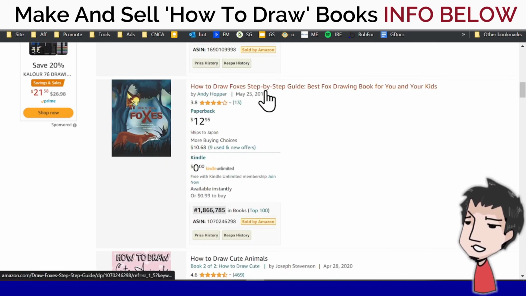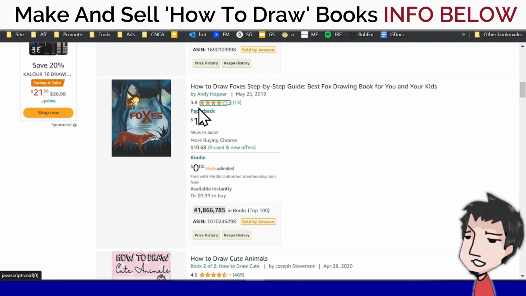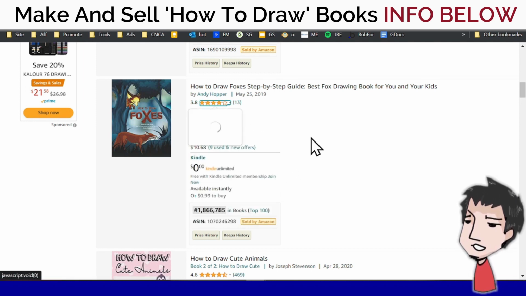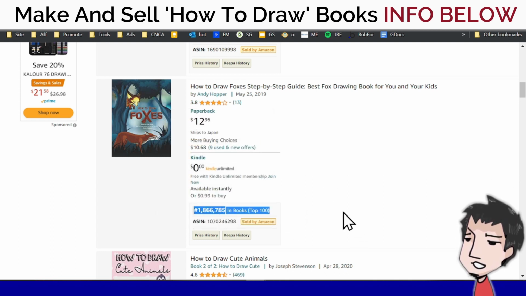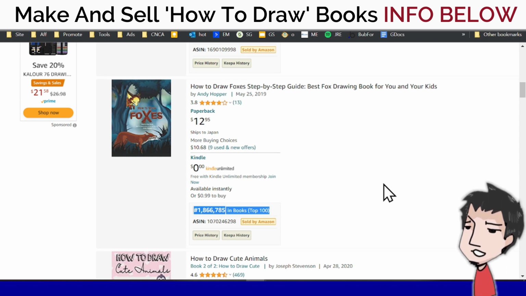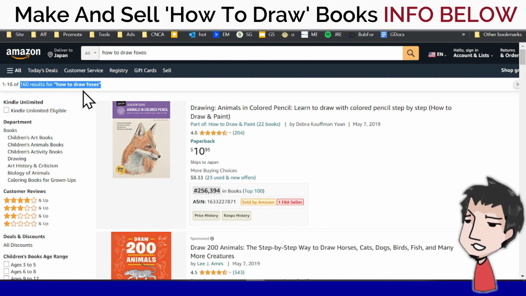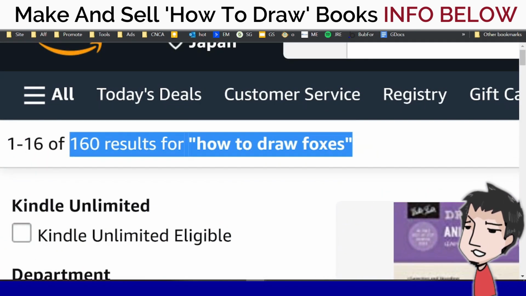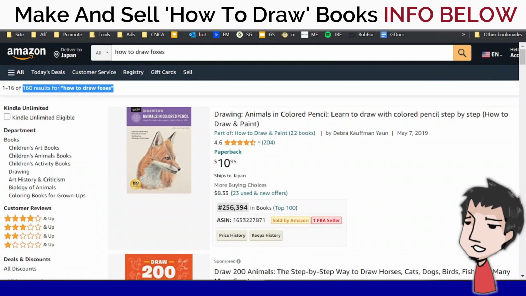We have another how to draw foxes. Tons of, well, not tons, but a good amount of reviews. As you can see, they have a BSR score of over 1 million, nearing 2 million, and not very much competition. The result count for this, I can't express how ridiculously low this is in a good way. Okay. This is another niche.